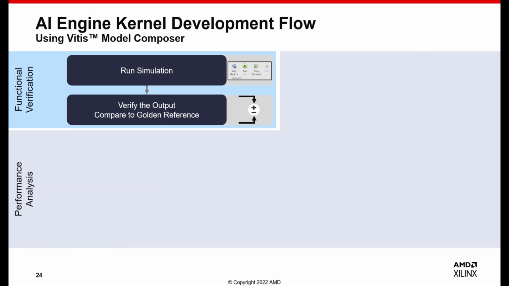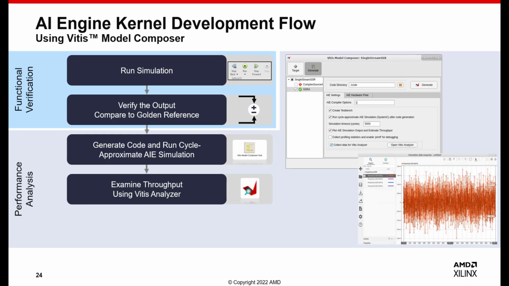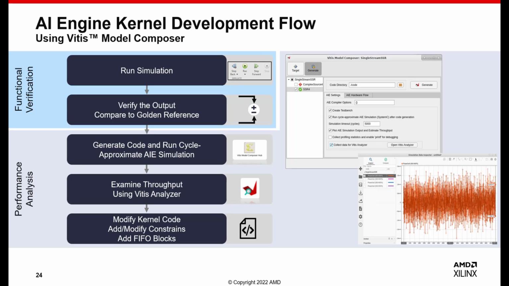Once the functional correctness is verified, the next step is to generate the code and run the AIE simulation. You can verify the throughput and performance metrics using the Vitis analyzer. If you have not achieved the desired performance, perform the following: modify the code, add or modify the constraints, and add FIFO blocks. After doing the modifications, again perform functional verification to make sure the changes are not affecting the correctness of the output. And then again generate code and verify it by running the AIE simulation.